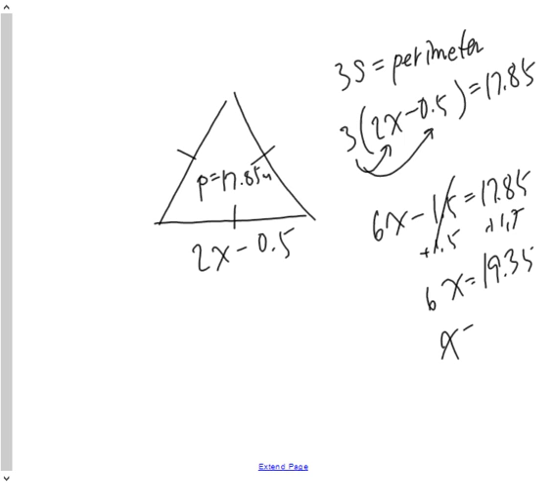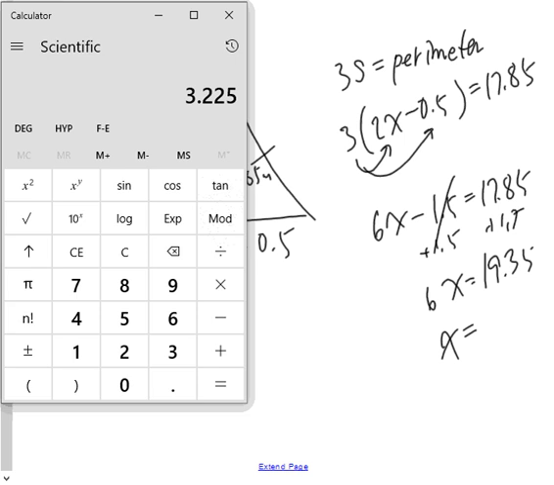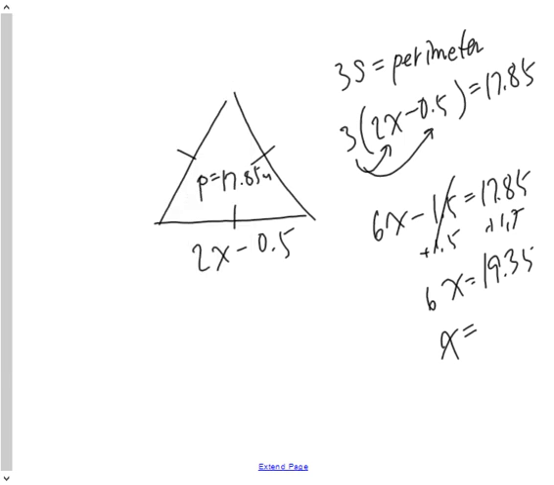Is this the correct answer? Okay. If Brock got it, then it has to be right. So x equals 3.225. Is that what you got? Okay, so all students with the names of BRO got it right.